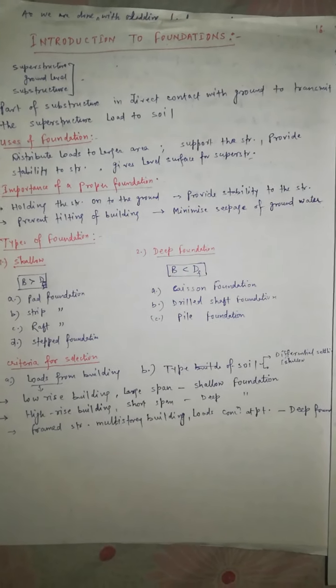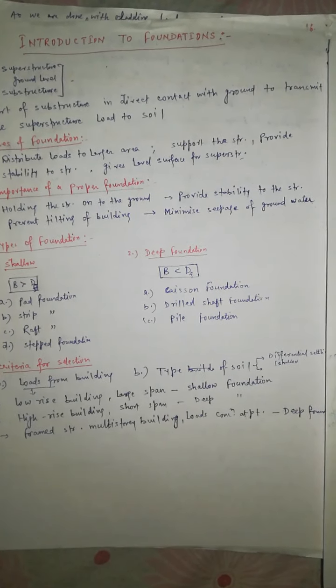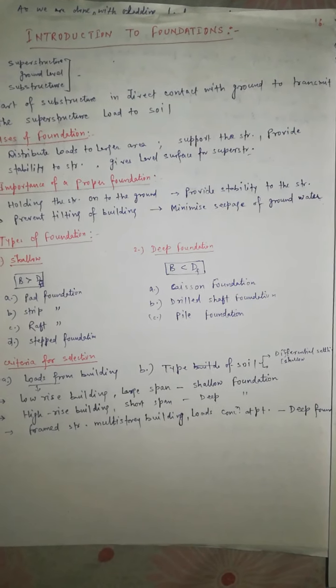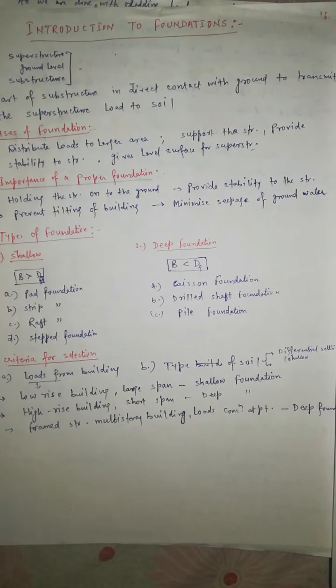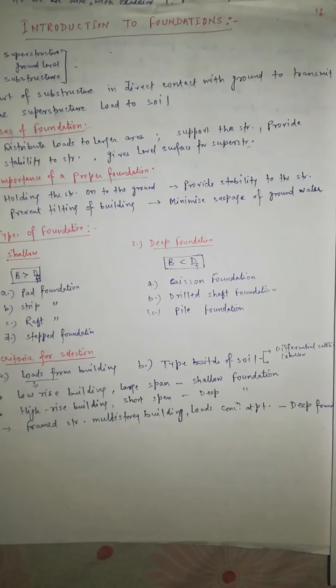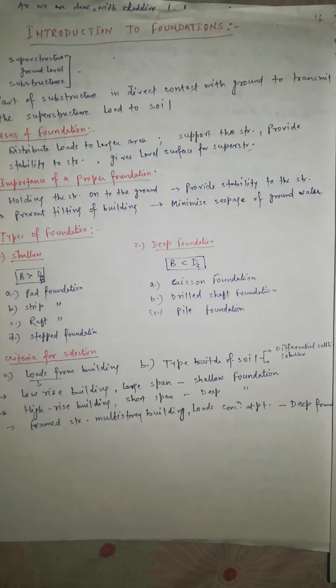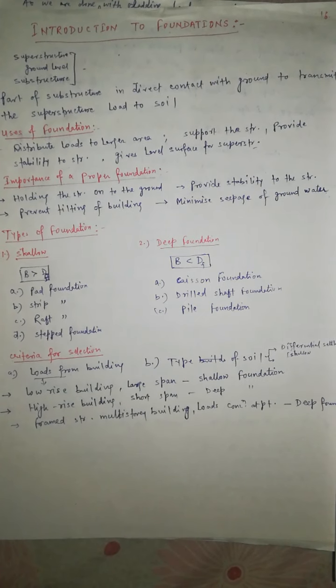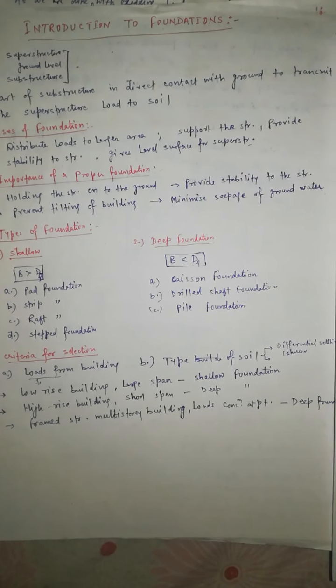From the type of soil perspective, if there is differential settling, then shallow foundation is used. And if the soil can't bear the loads, then deep foundation is used. That is, if the soil stratum is loose, we can use well foundation, caisson foundation, pile foundation, etc.